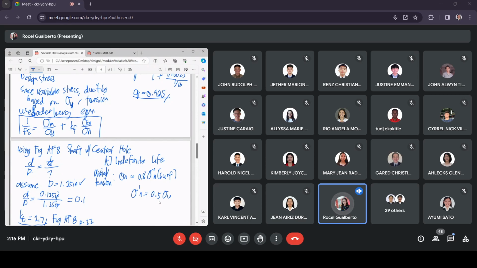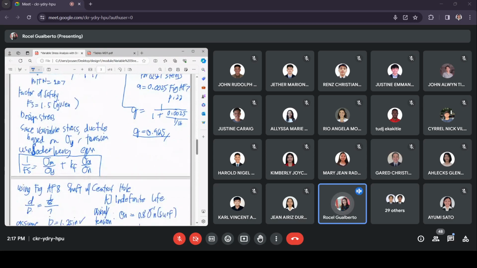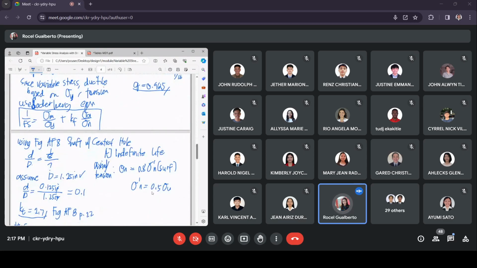Why do we use this value, this equation? Because this is dependent on the BHN value. The BHN here is 207, which is less than 400. So if BHN is less than 400, you use 0.5 of sigma u. From there, you use 0.5, sigma u is 105 KSI. So this will give us 52.5 KSI for your sigma prime n.